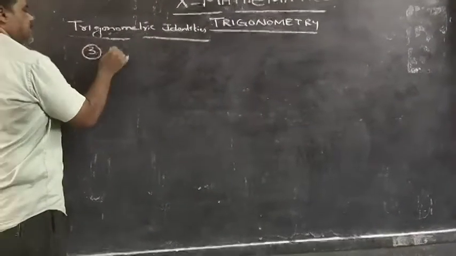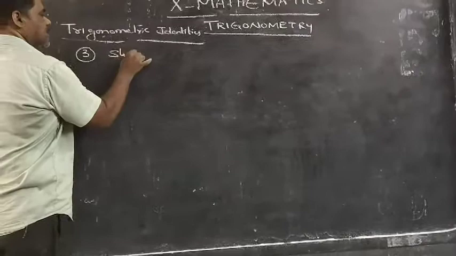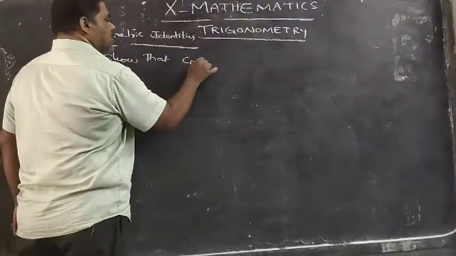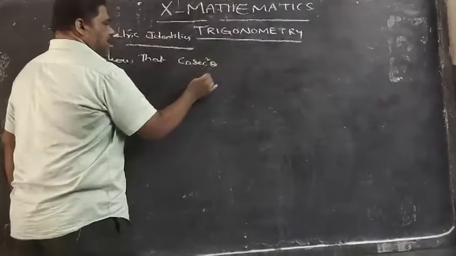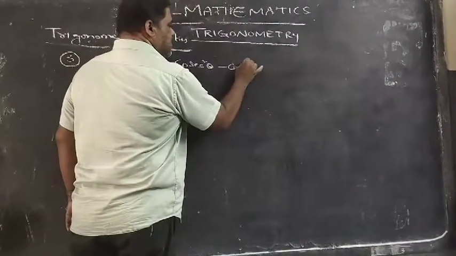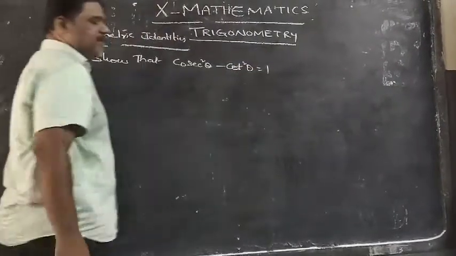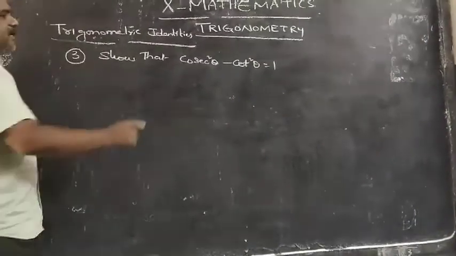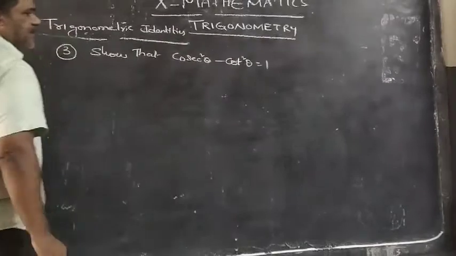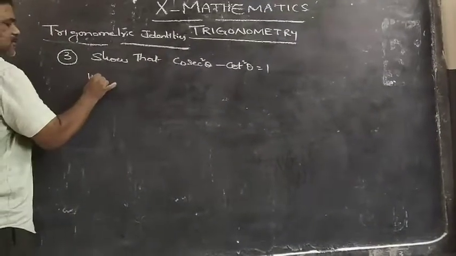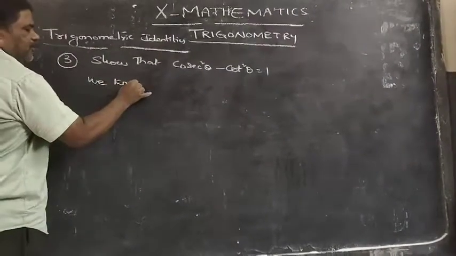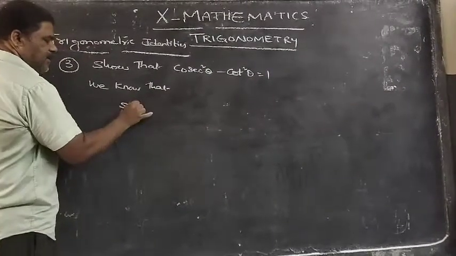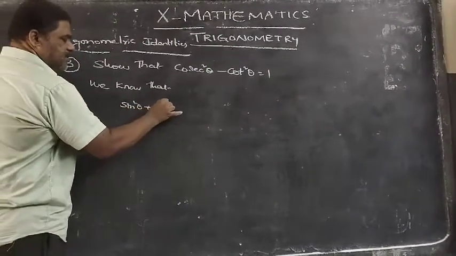Right, third one, show that cosecant square theta minus cot square theta is 1. This is the third identity, which is the last one. Cosecant square theta minus cot square theta is 1. So again in the same manner we have to do. First we know that sin square theta plus cos square theta is 1.